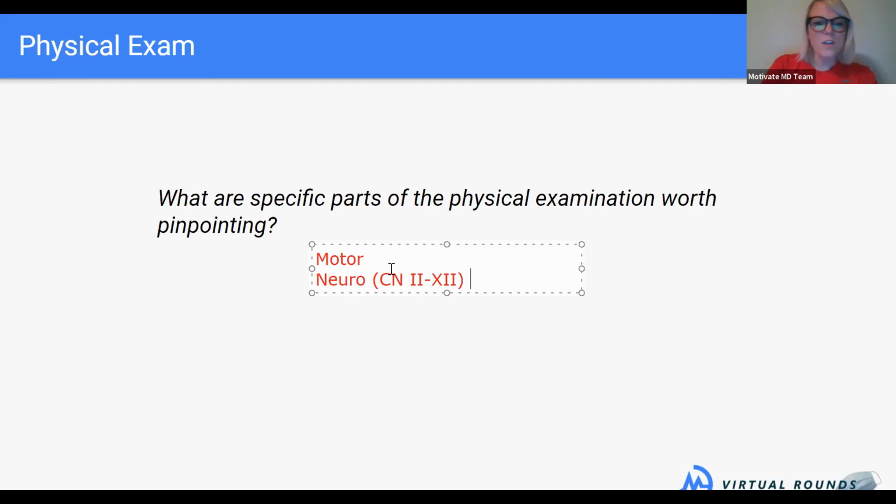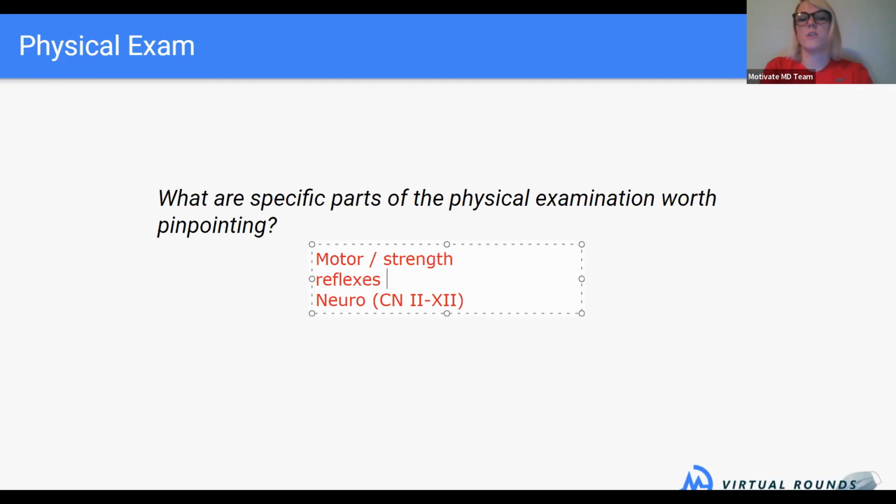But so good, we can test strength, motor strength, exactly. We could test reflexes. This is all neurology stuff. We can test the patient's orientation. So like, where are they at? Some of those questions that we asked our demented patient last week. Anything else you guys want to pinpoint?